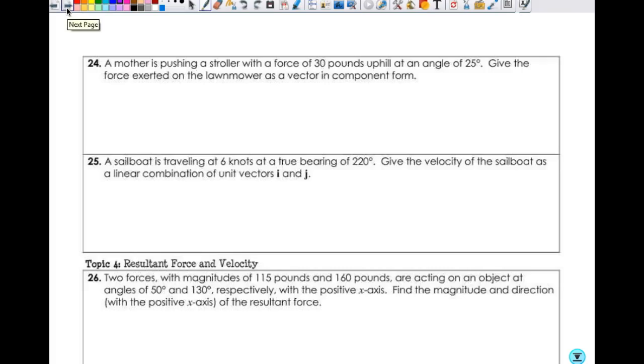Last page. Mother is pushing a stroller with a force of 30 pounds uphill at an angle of 25 degrees. Okay, so my vector is going uphill at 25 degrees. Give the force exerted on the lawnmower.